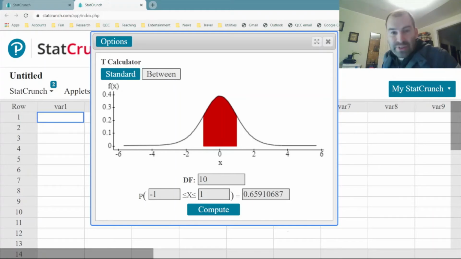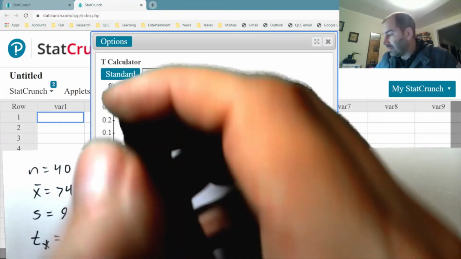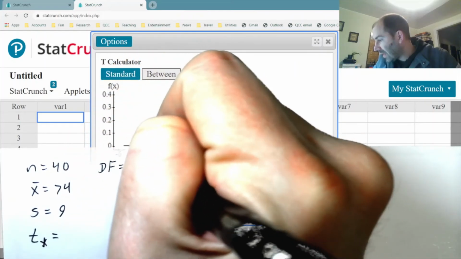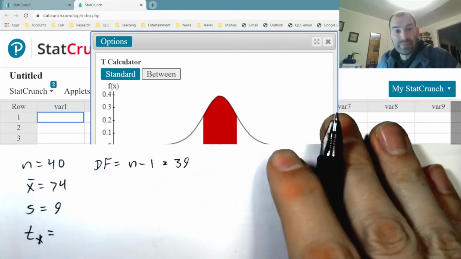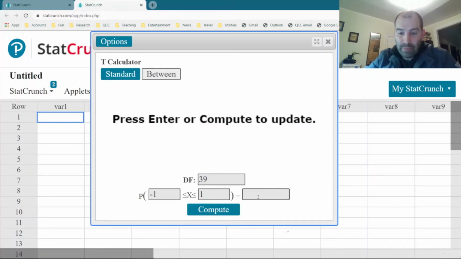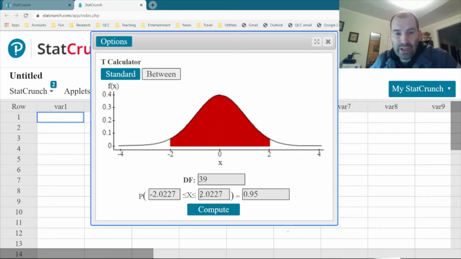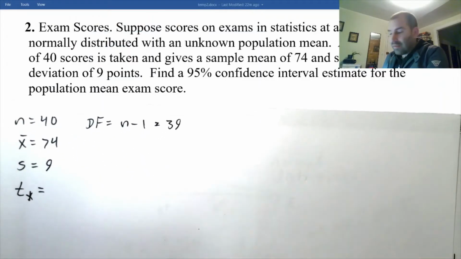Now, what was our sample size? Our sample size was 40. And remember, the degrees of freedom is n minus 1. So 40 minus 1 is 39. That's the value I'm going to plug in here, 39. And I want to bound 95% of the area, so I put 0.95. Just like in the normal distribution, my value pops out right here. It's 2.02. Make note of that, 2.02.